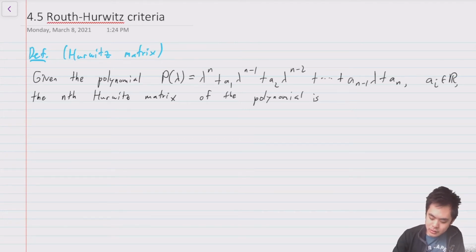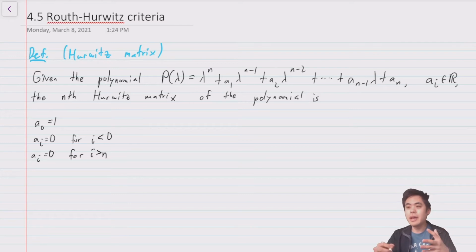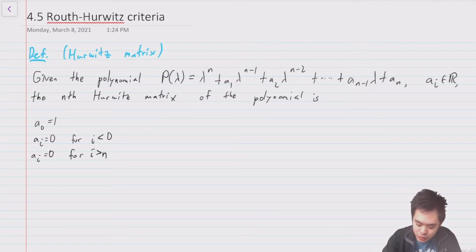Actually, let's go ahead and say a couple of things first. I'm going to say that a naught is equal to 1, and ai is equal to 0 for i less than 0, and also ai is equal to 0 for i greater than n. So note that we only have coefficients for a1 through an that are non-zero, except for a naught, which we're just going to say is equal to 1.